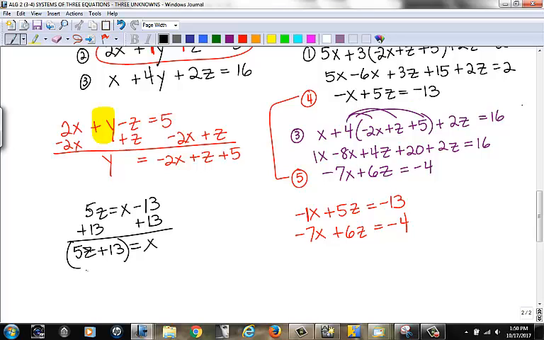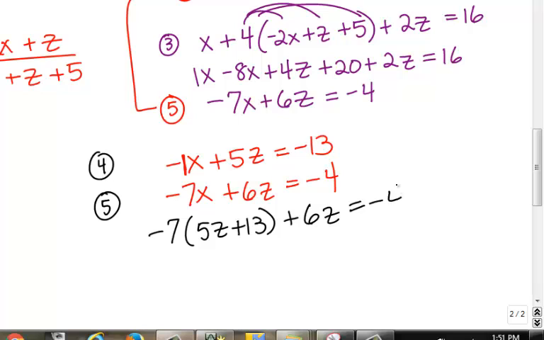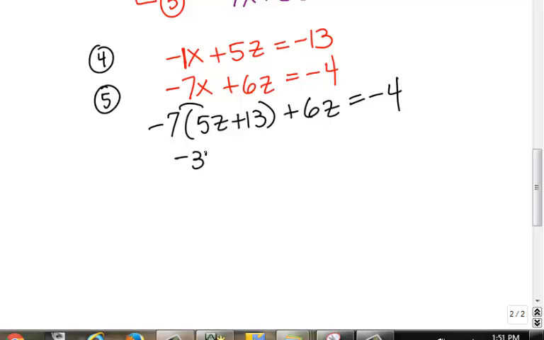Okay, now, x equals this. Substitute that in. This is still equation 4. This is equation 5. I solved for it in equation 4. Sub it into equation 5. So negative 7 times 5z plus 13 plus 6z. Now we're down to one equation, one unknown. So multiply this, we'd have the negative 35z, check my arithmetic, minus, is it 91? Negative 91 plus 6z.